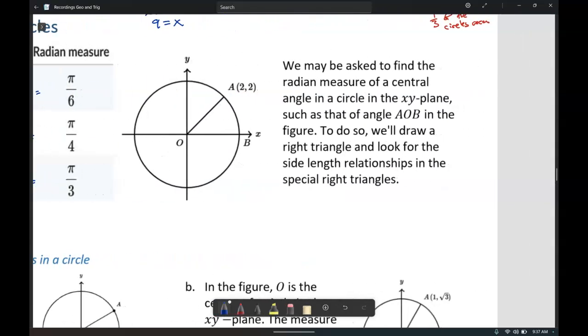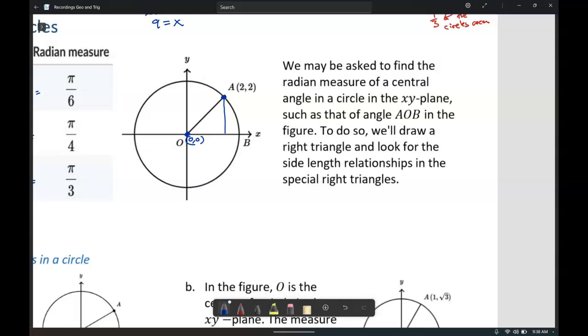where often we might be asked to find, or given, the radian measure of a central angle in a circle and given some information. And so we can always take our angle measure in a circle and draw our right triangle and look for special relationships within the triangle. So for example, we're given the point 2, 2 here, which is the point where this angle intersects the circle in our coordinate grid. The angle down here starts at the origin, which is 0, 0.